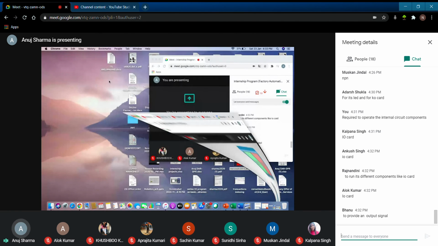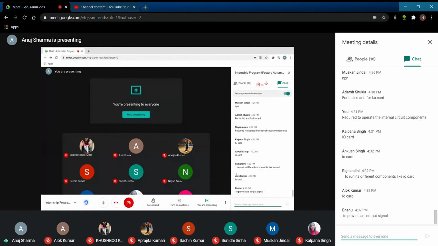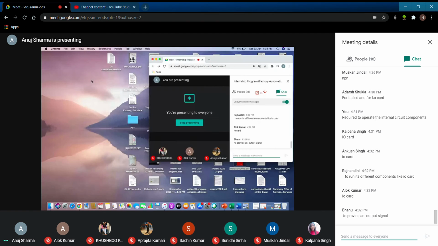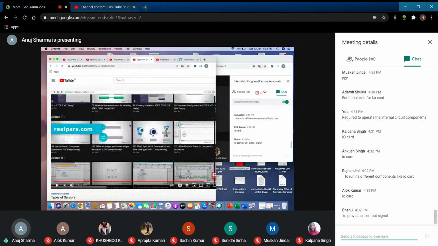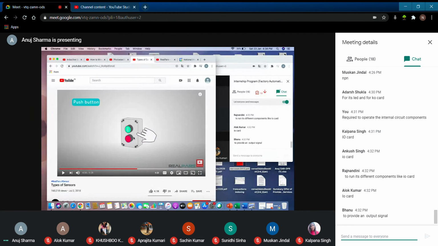Okay, so I need an answer from everyone. I need an answer from every student. I have given you an example of a push button and types of sensors. Yeah, this one, this push button. Have you seen this push button in your life anywhere?